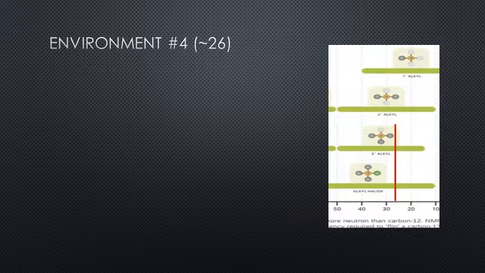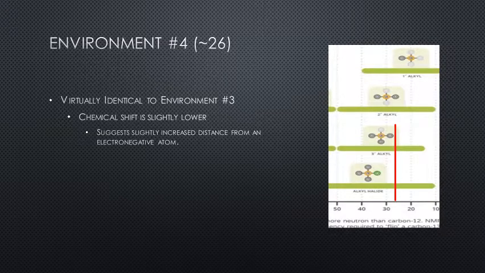Then finally in environment 4, which was only just a little bit lower at 26, you'll see that it's almost identical to environment number 3, but its chemical shift is still slightly lower. What this is going to tell you is that it's probably just that little bit further from an electronegative atom. The reason for this is, if you recall earlier, I mentioned that electronegative atoms draw away electron density, and that de-shields the protons. Well, it does the same thing for carbon-13s. As it draws away those electron densities, carbons are less shielded, and so they experience more of that magnetic field, and that's going to lower their chemical shift.